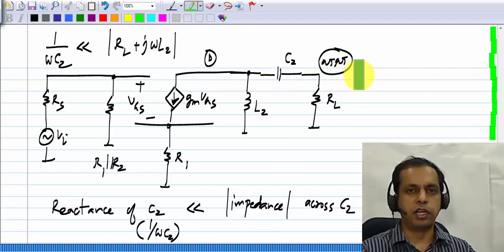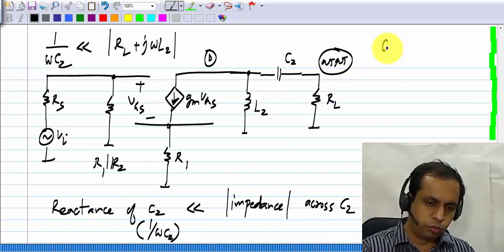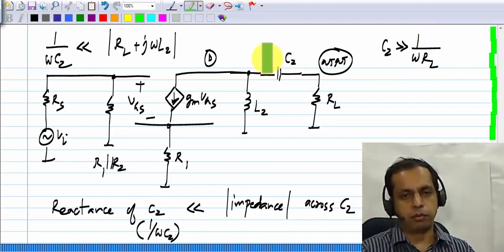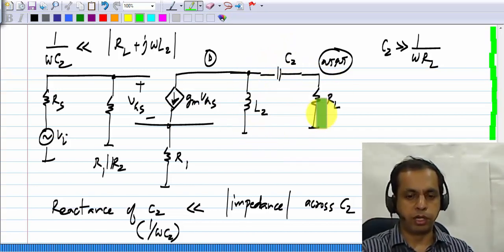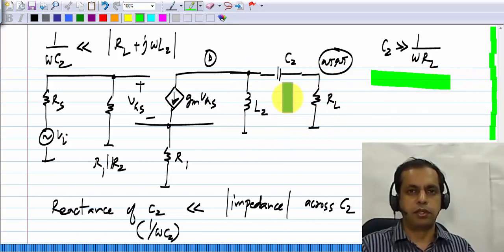And what was the condition for that? In fact, it was simpler. The condition for that was that C2 must be much greater than 1 over omega RL. That is, the reactance of the capacitance C2 must be much smaller than RL. That is, C2 must appear like a short circuit when compared to RL. Not the total impedance across it, but compared to just RL. So that's the condition that we are going to use in this case.